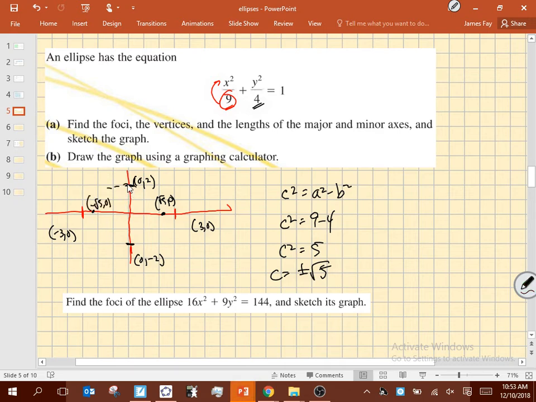And all we do then is connect the major and minor axes endpoints, and there's our ellipse. One thing I think you should remember: if I did a squared minus b squared backwards, I'd have c squared is equal to 4 minus 9. Well, I can't take the square root of negative 5. That's why I knew it was 9 minus 4. So it's the biggest number minus the smallest number.